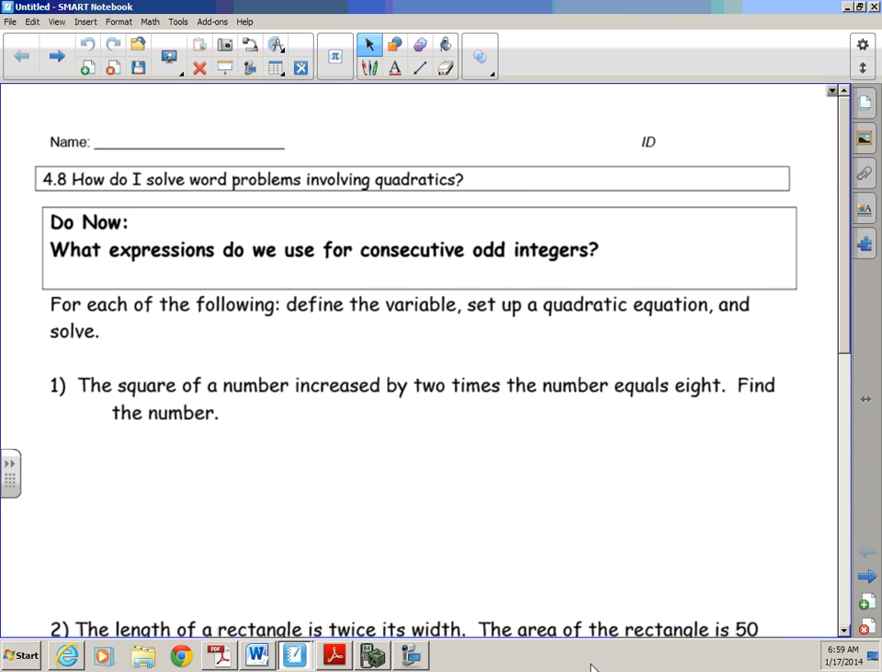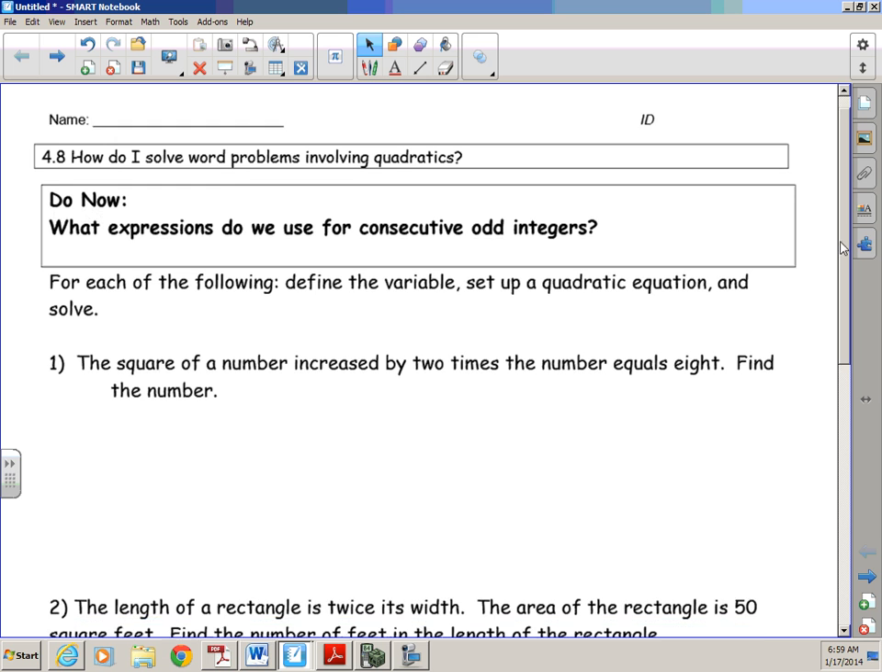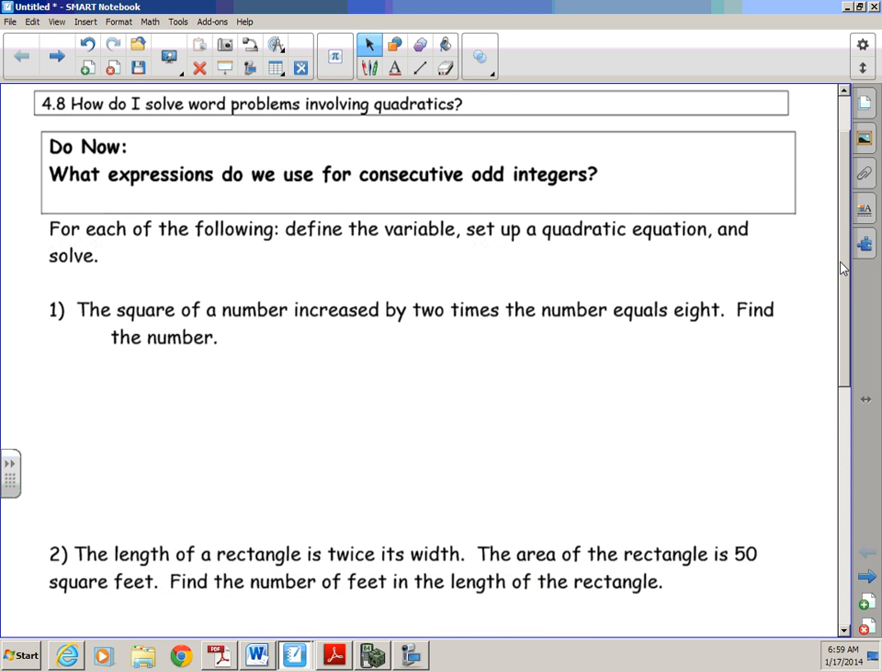So what we want to do today in our final lesson on quadratics in this unit is to solve quadratic word problems. There's no different strategy in solving any type of word problem. You always want to make sure you read the problem. You then go back, reread it, underline important words, identify what your variable is, your unknown, set up an equation and solve, and then make sure your answer makes sense.